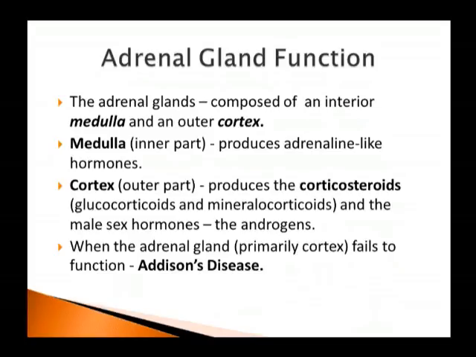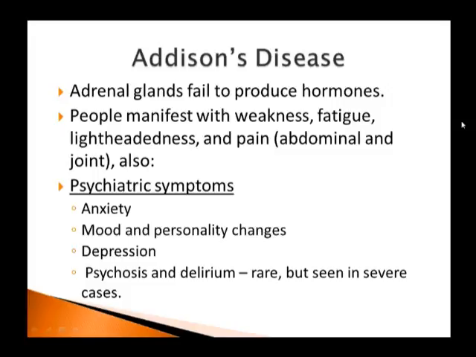When we have a problem where primarily the adrenal gland, specifically the cortex of the adrenal gland, starts to fail or just completely burns out, there is a disease condition called Addison's disease. Now, Addison's disease is where the adrenal glands fail to produce hormones, and there's a wide spectrum of things that people can manifest.